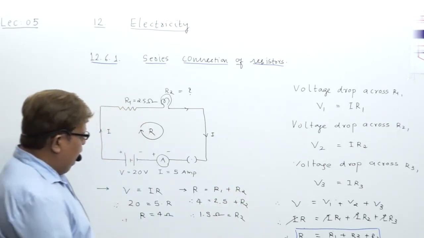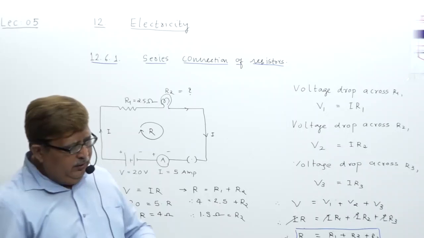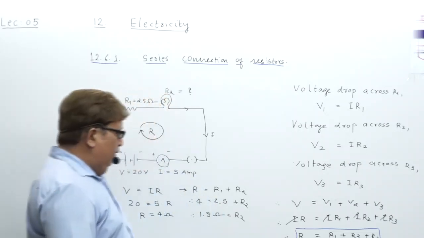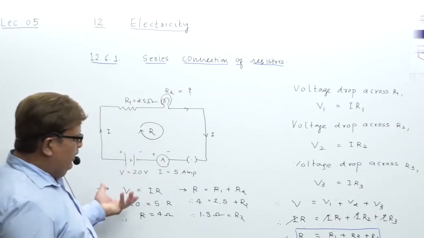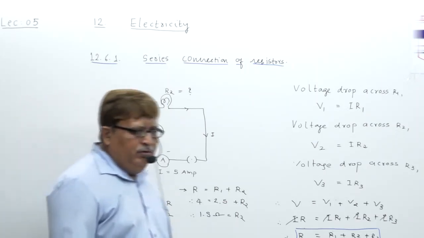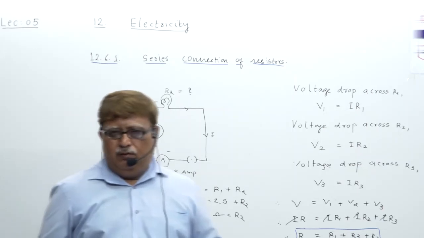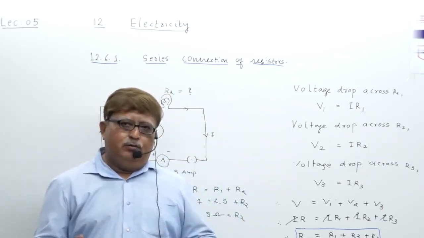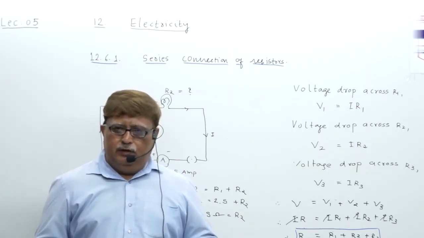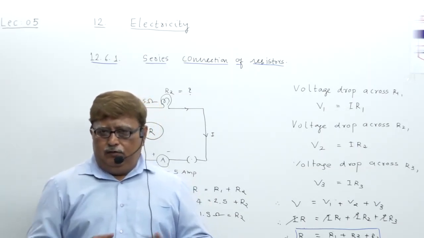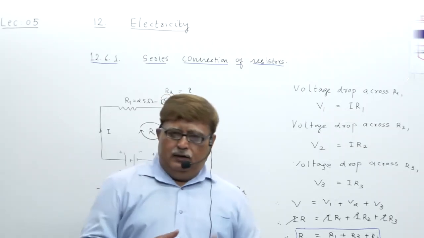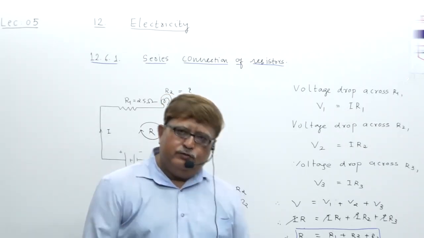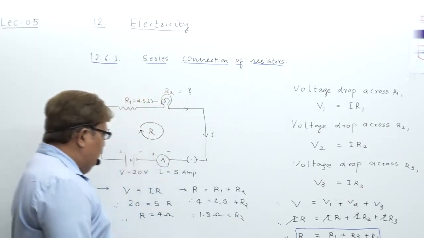This way, my dear students, simple numericals can be done. Numericals are not complicated themselves, because when you know Ohm's law V equal to IR and series connection R equal to R1 plus R2 plus R3, whatever, these two formulas just need to be applied in some different way, then any numerical can be solved easily.